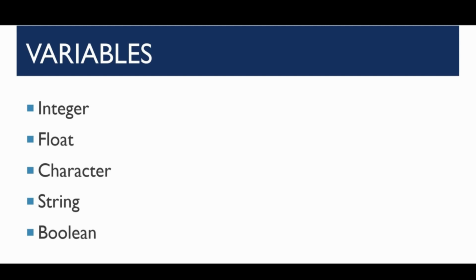So today we are going to learn about the primitive data types in the C# language, and C# is basically used in Unity for programming. There are basically 5 types of data types in C#, which include integer, float, character, string, and boolean.